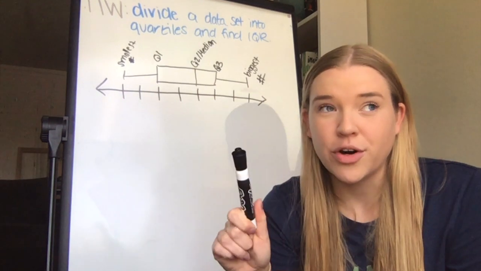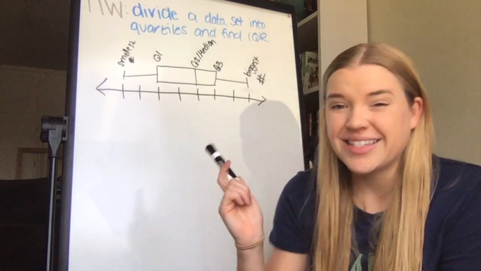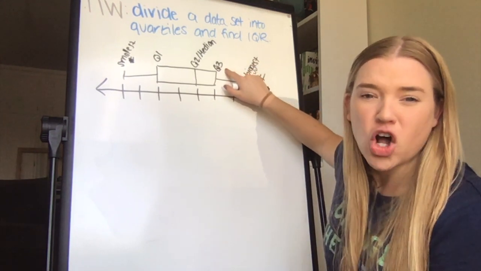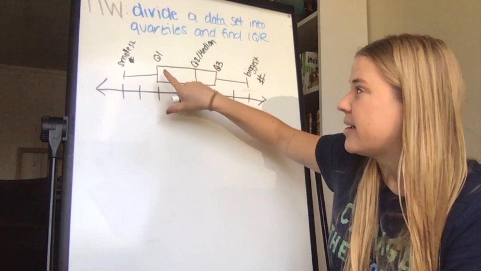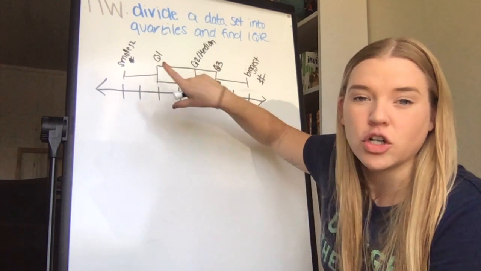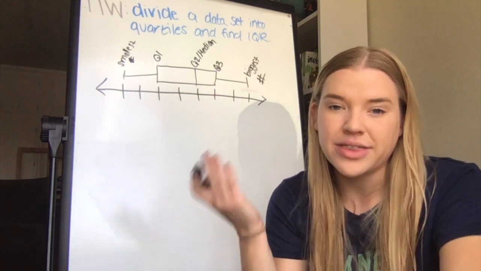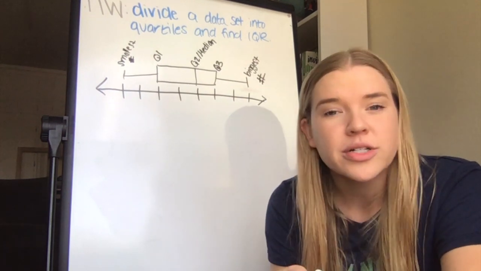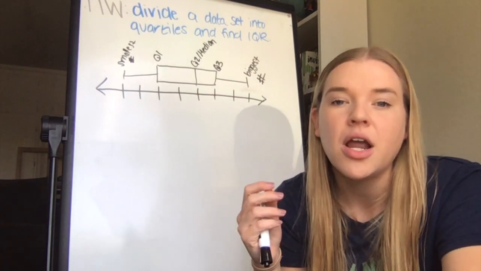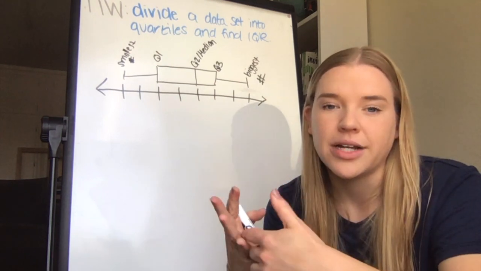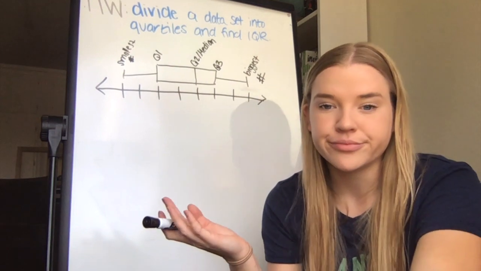One more thing I want you to know is that sometimes your third quartile is going to be called your upper quartile, and sometimes your quartile 1 is going to be called your lower quartile. Just in case you see that vocabulary on anything, quartile 1 is your lower quartile, or your lowest quartile, and quartile 3 is your upper quartile, which would be your largest quartile.